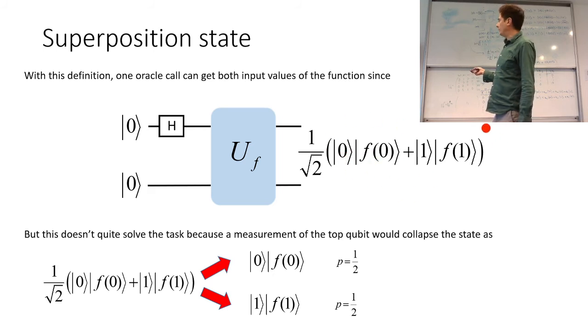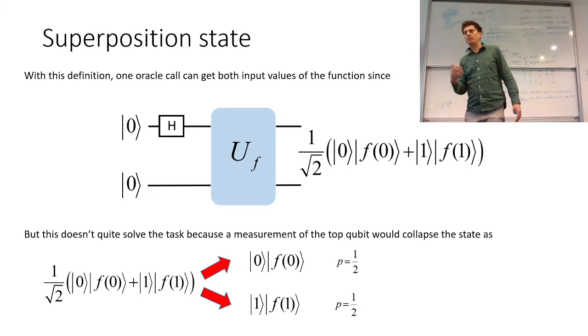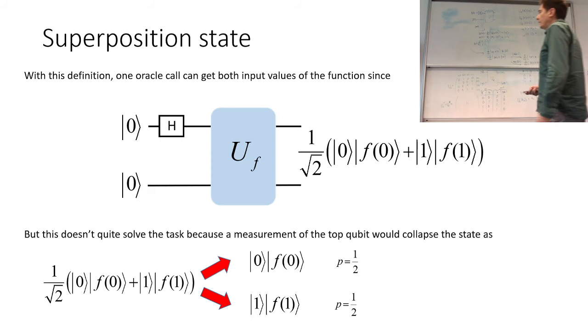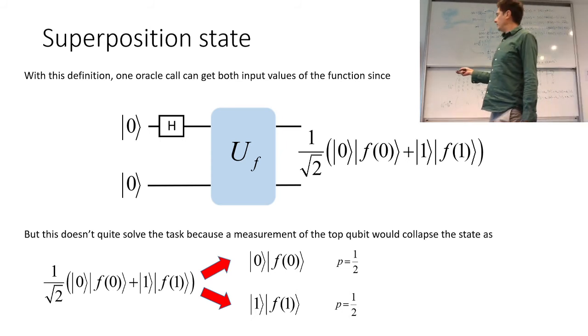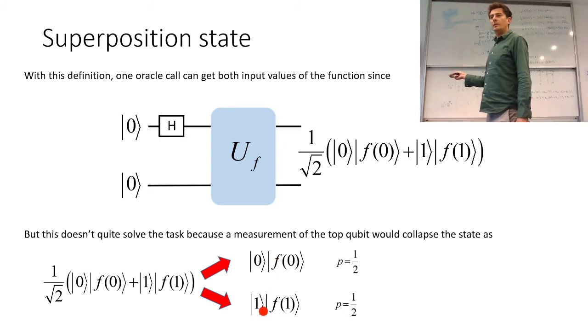50% of the time, and then you get this term 50% of the time. And then you get the f of 0 half the time, just by looking at the second qubit. You get the f of 1 half the time. And remember, what we're trying to do is find f of 0, f of 1, right? But we wouldn't quite get both of those at the same time, because you need to run this, if you're lucky, twice.